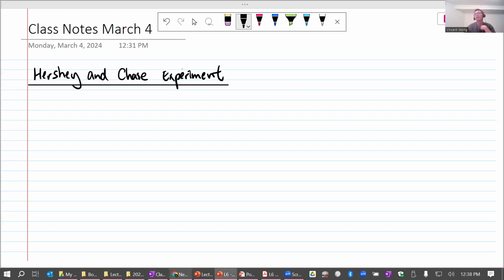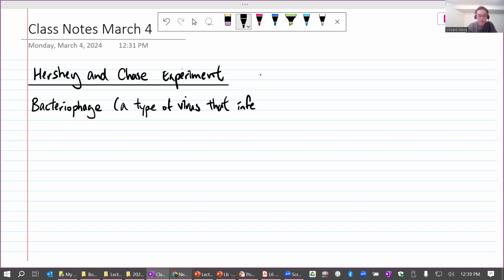Now, to understand their experiment, let's look at the basic structure of what's called a bacteriophage. This is a type of virus that infects bacteria. They are harmless to humans. They're easy to grow in the lab, and they are relatively simple.